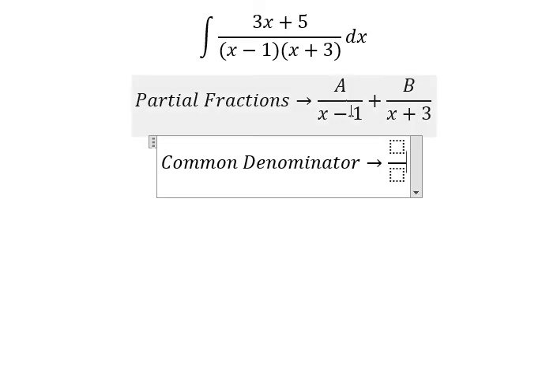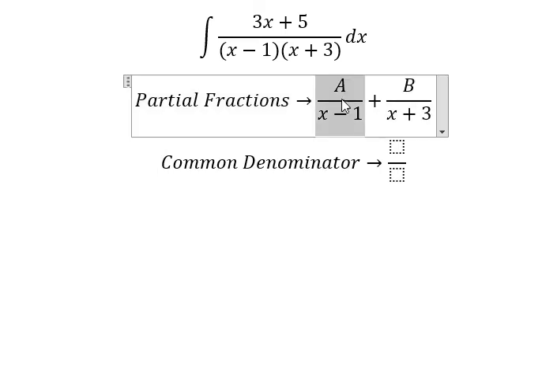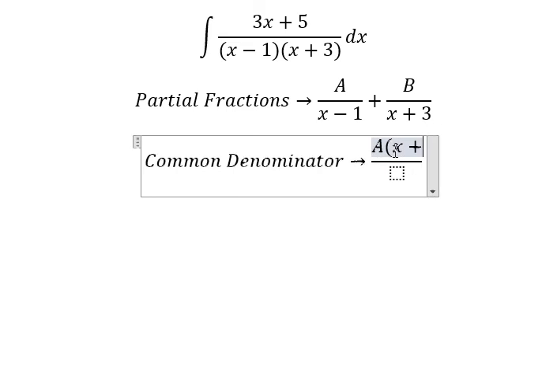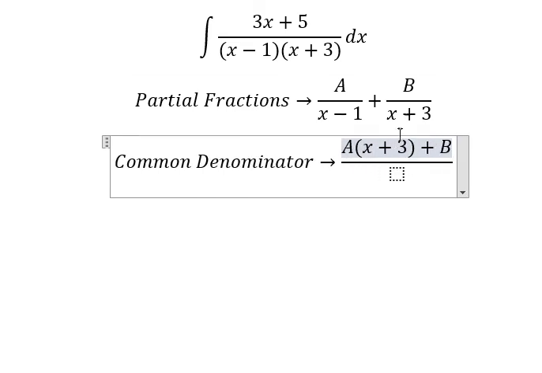So about this one, it is missing s plus 3. So capital A multiplied by s plus 3. About this one, it is missing s minus 1.